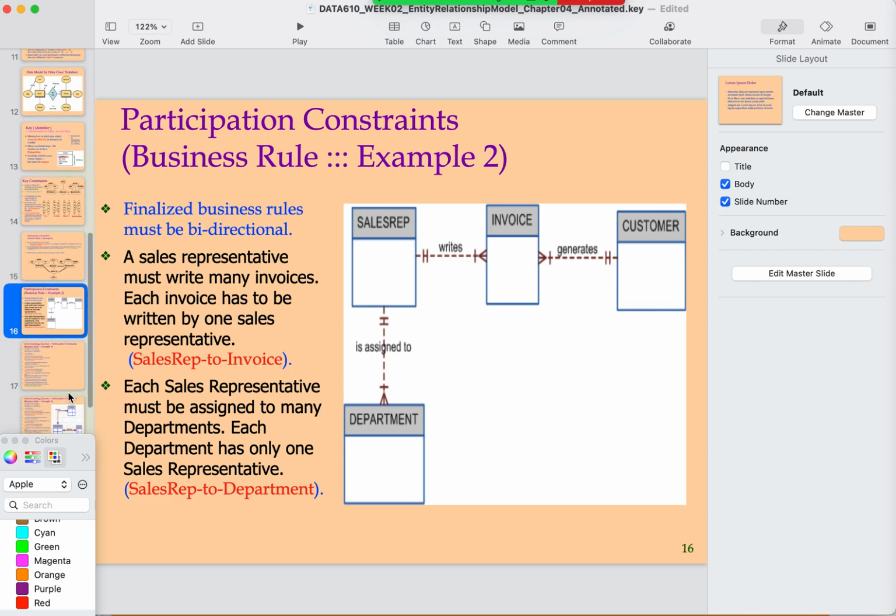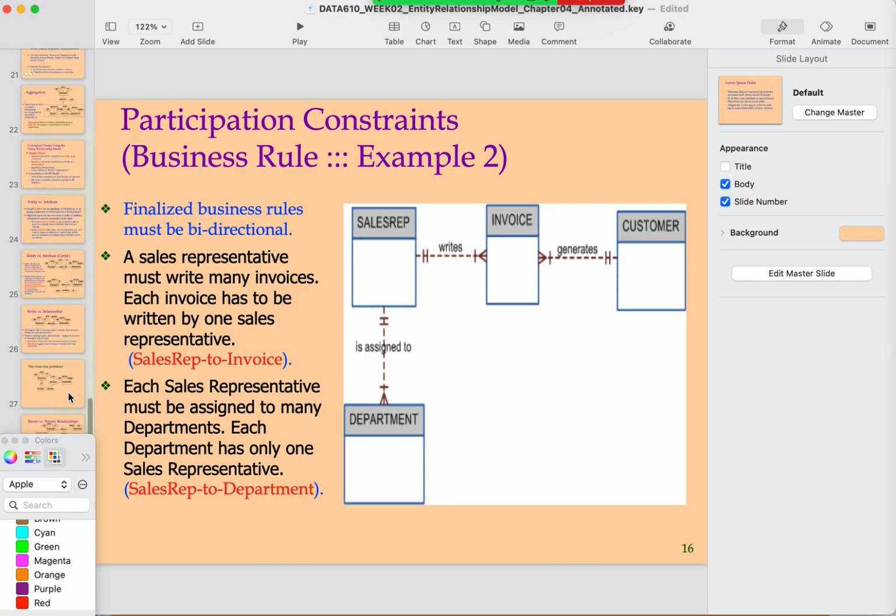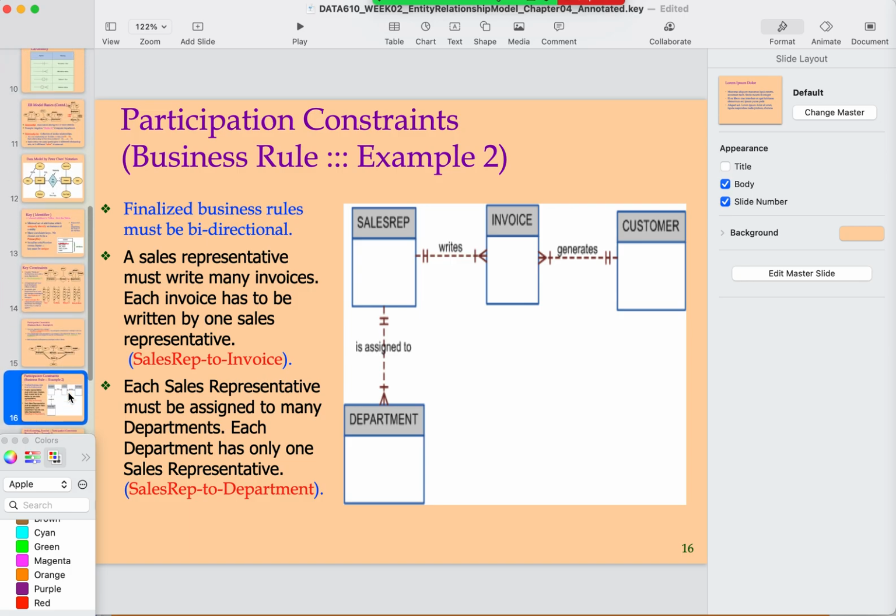Okay, so that is all that we have for entity relationship diagram. There are more slides on this PowerPoint, so please take the time to read through the remaining slides, and the next time we will continue with the relational databases implementations.